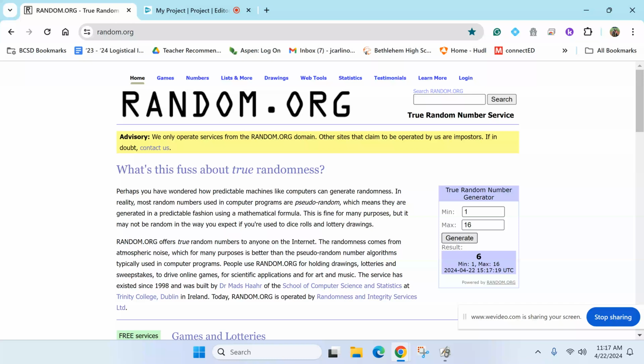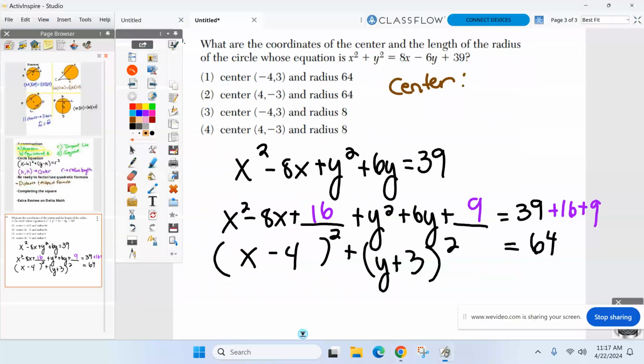I have a feeling. Will, is that you? Thomas? Okay, there we go. What do you got? Center? 4, -3. You can just do the opposite.